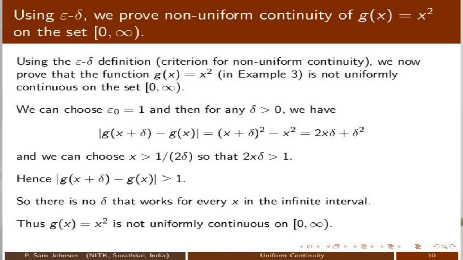So here x is any point which is more than this, and remember this point x is depending on delta. And then the next point we have chosen as x plus delta, that is also depending on delta. Therefore, there is no delta that works for every x in the infinite interval. Therefore, this function is not uniformly continuous on closed 0 to infinity.